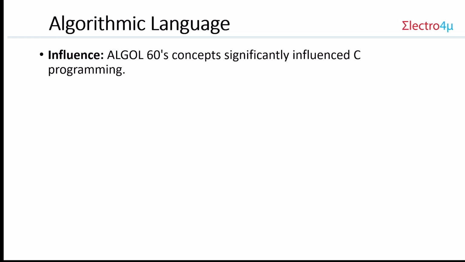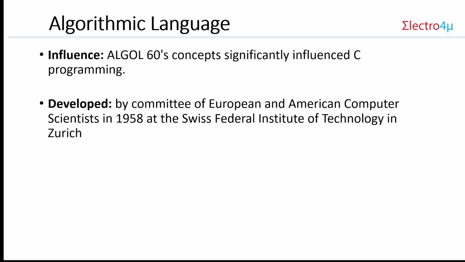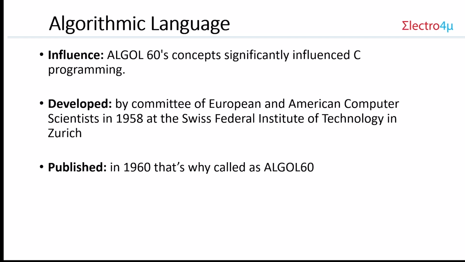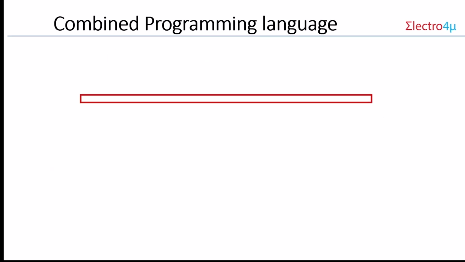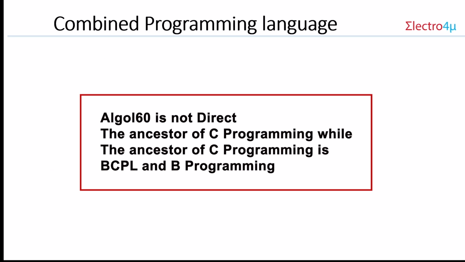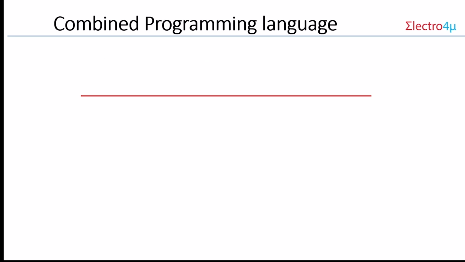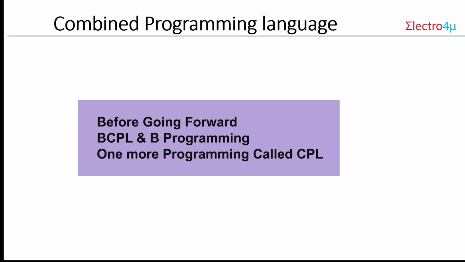These structured programming concepts influenced many programming languages, including C programming also. ALGOL 60 was developed by a committee of European and American computer scientists in 1958 at the Swiss Federal Institute of Technology in Zurich, and published in 1960, that's why it is called ALGOL 60. ALGOL 60 is not the direct ancestor of C programming, while the ancestors of C programming are BCPL and B programming. Before going forward, BCPL and B programming, we will see one more programming language called CPL.